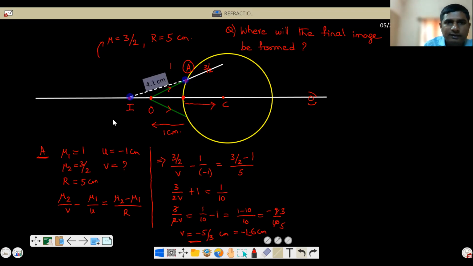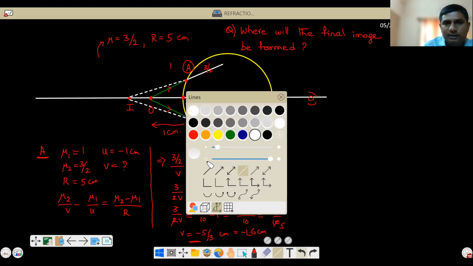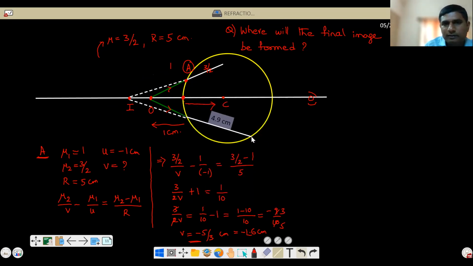It will go like this. Same way from here, draw like this. Okay. So now along this line, the refracted ray will be there. So always remember, refracted ray will be like this. See the dotted line. Okay. Same way, this one also.